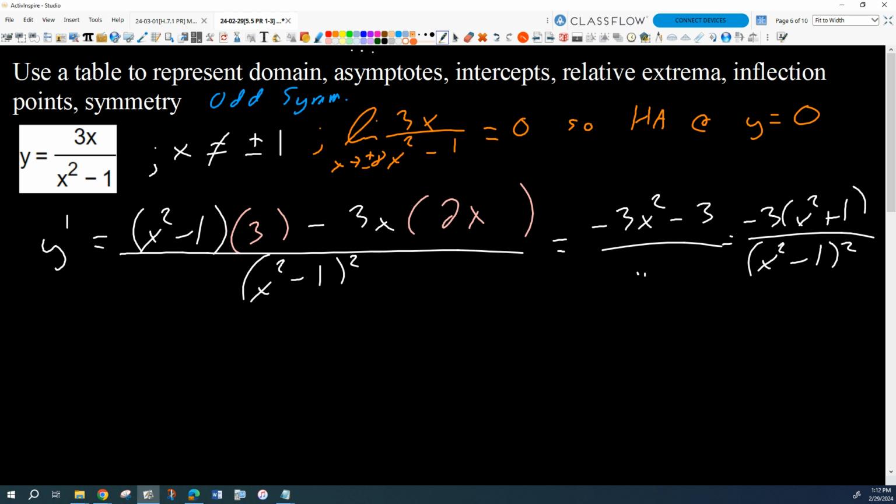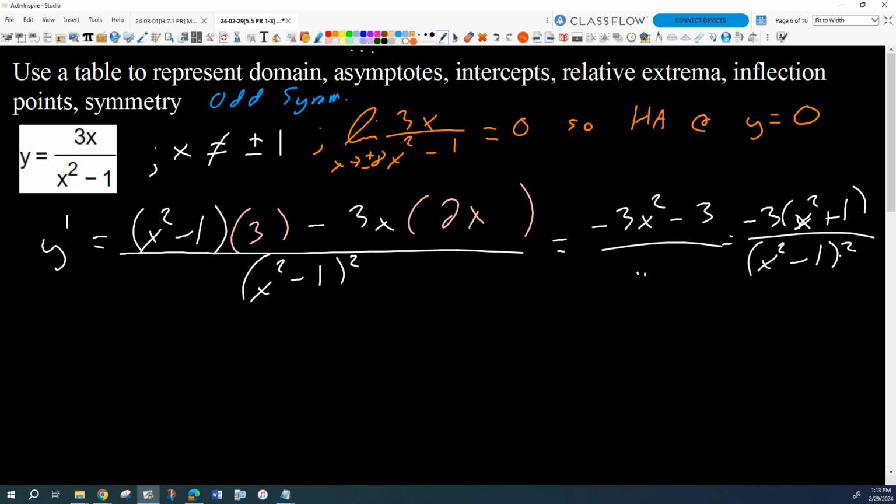Okay. First derivative, undefined anywhere? At 1. Positive and negative 1. But that doesn't matter. How come? Because it's not in our domain, so it's irrelevant. There you go.